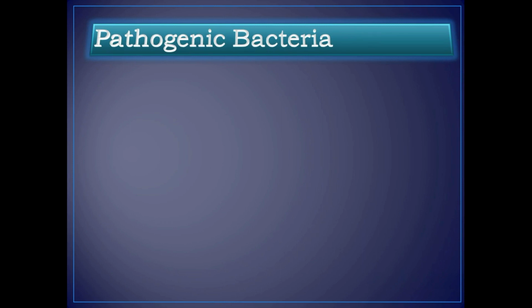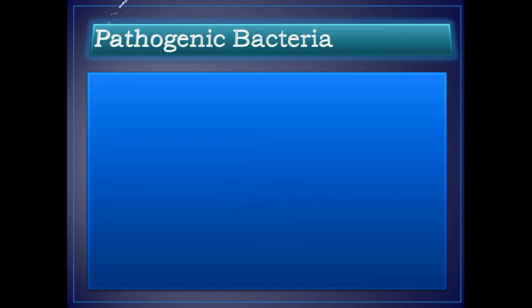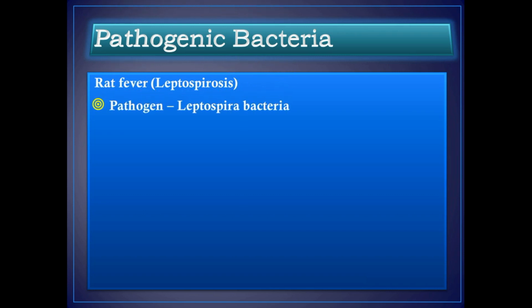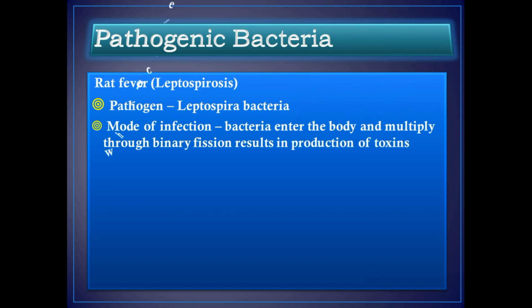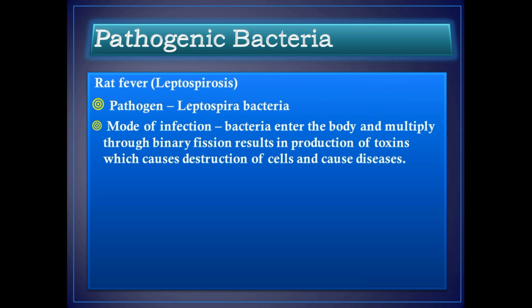Now let's move to the harmful bacteria, that is pathogenic bacteria, which causes diseases. The first disease we are going to discuss is rat fever. It is also known as leptospirosis. The pathogen is Leptospira bacteria, and the mode of infection is bacteria that enter the body and multiply through binary fission, which results in production of toxin. Toxin means poison, which causes destruction of cells and causes diseases.